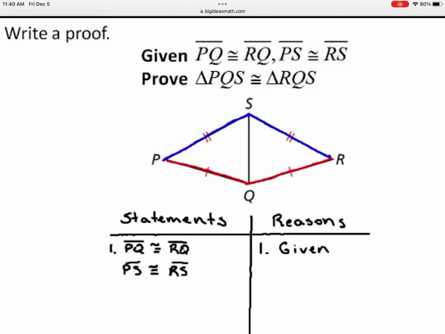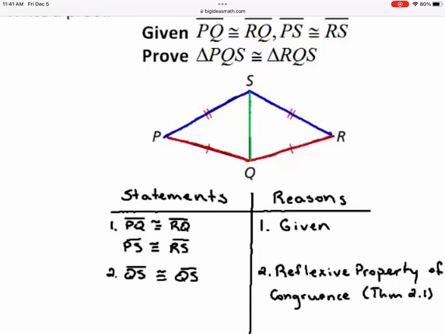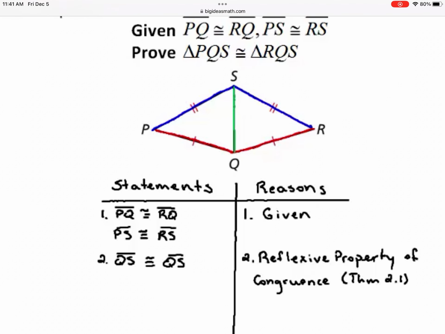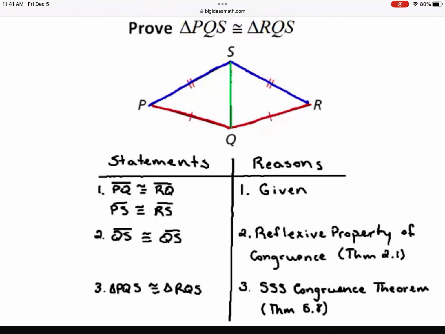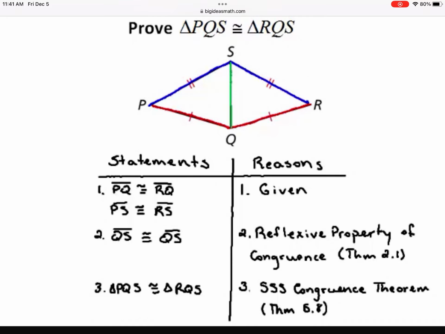Line segment PQ is congruent to line segment RQ, and line segment PS is congruent to line segment RS by the given information, and line segment QS is congruent to line segment QS by the reflexive property of congruence. Then triangle PQS is congruent to triangle RQS by the SSS congruence theorem, which states that if all three sides of corresponding triangles are congruent, then the triangles themselves are congruent.